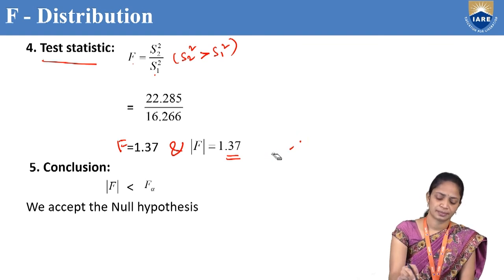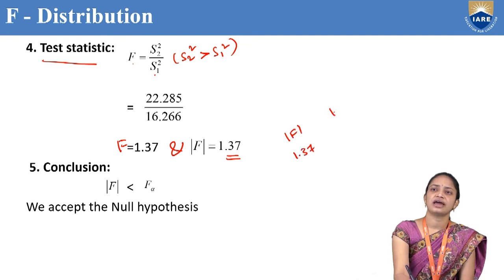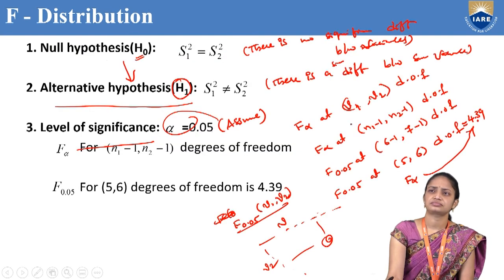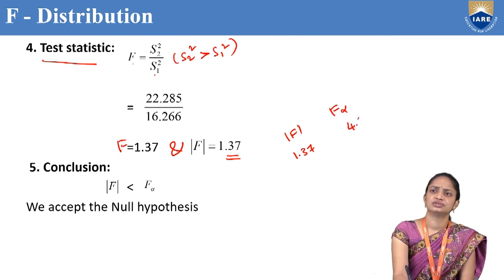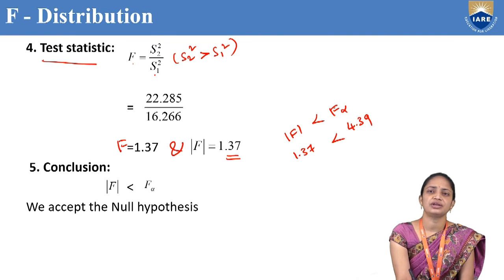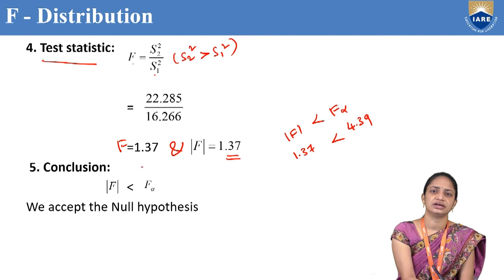Here mod F is 1.37 and F alpha is 4.39. So 1.37 is less than 4.39, right? So mod F is less than F alpha. The meaning is that the calculated value is less than the tabulated value. If the calculated value is less than the tabulated value, we accept the null hypothesis. That means modulus of F is less than F alpha, so we need to accept the null hypothesis.